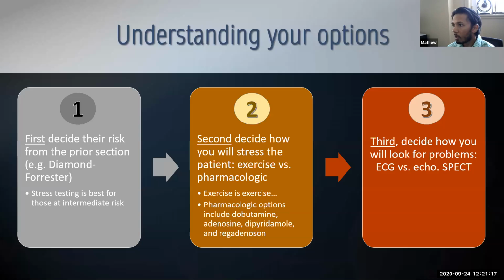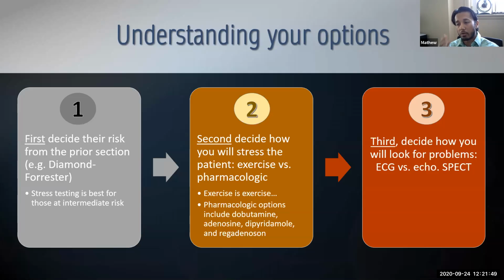All right, so let's go over our options. First, you're going to decide what their risk is, and you're going to use a Diamond Forrester. So again, is it non-cardiac chest pain, atypical chest pain, or true anginal pain? I'm going to get to that in a second. If it's intermediate risk, then you're going to say, yep, stress testing is probably the most important, because if they were low risk, you're not thinking coronary artery disease. Maybe you're going to do a coronary calcium score, which we'll talk about later. And if they're high risk, you're going to do the angio. So they have to be in that Goldilocks area, that intermediate risk.